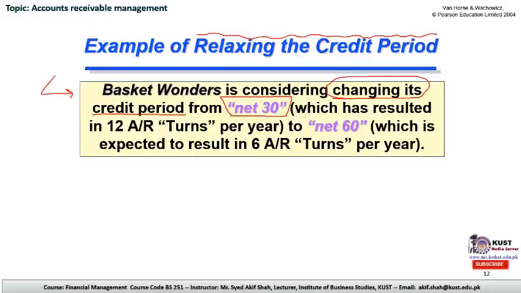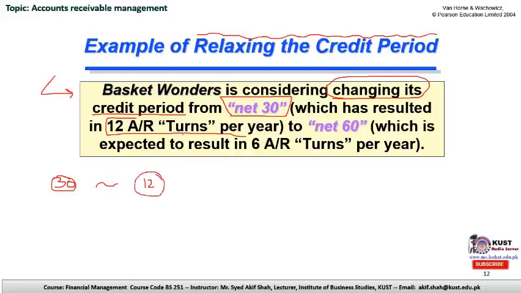And this net 30 means that it has resulted in 12 accounts receivable turns per year. Now what does it mean? It means that in one year, if the customers are paying after 30 days, then we know that we have 12 months in a year, and 30 days comprises one complete month. So we can infer that in a year, on average, there are 12 accounts receivable turns.